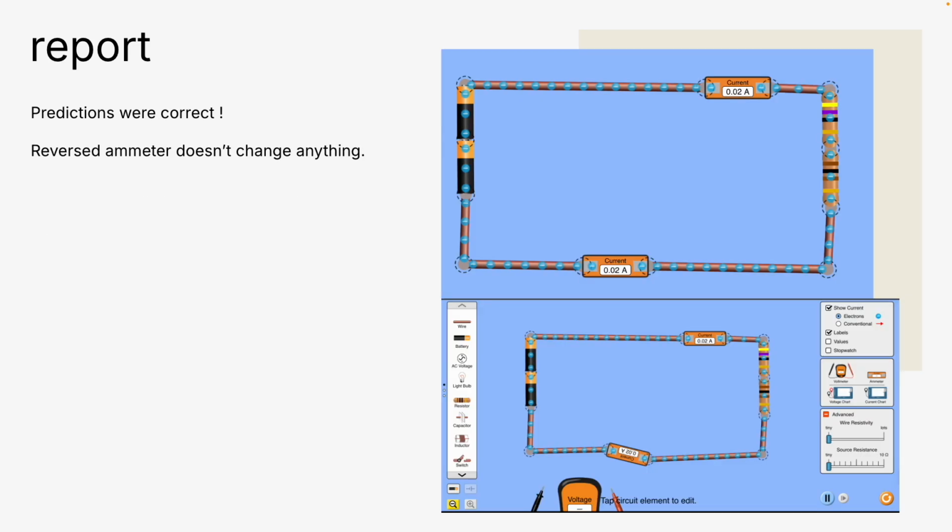When plugging into the circuit, the predictions were correct. Reversing the ammeter doesn't change anything, according to the bottom right picture.